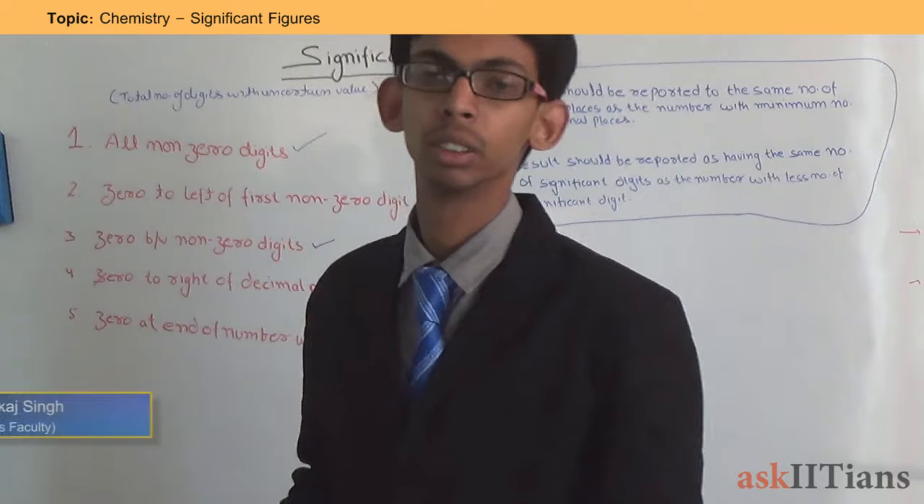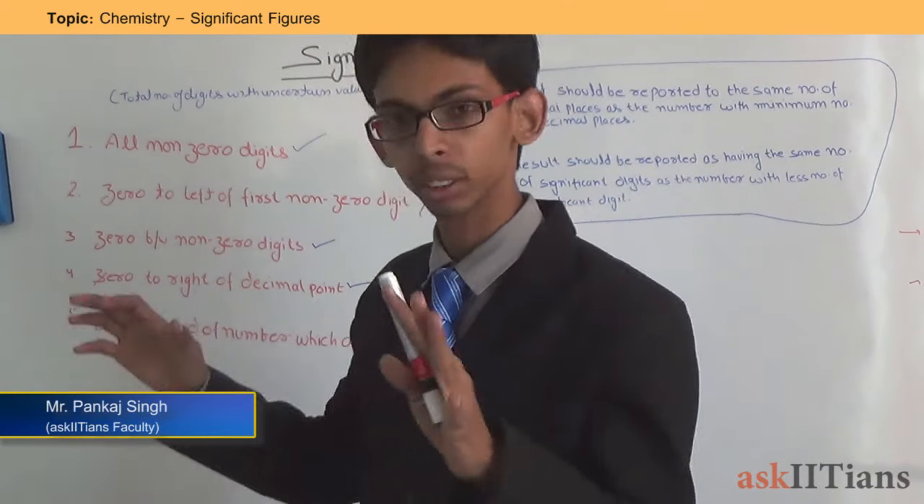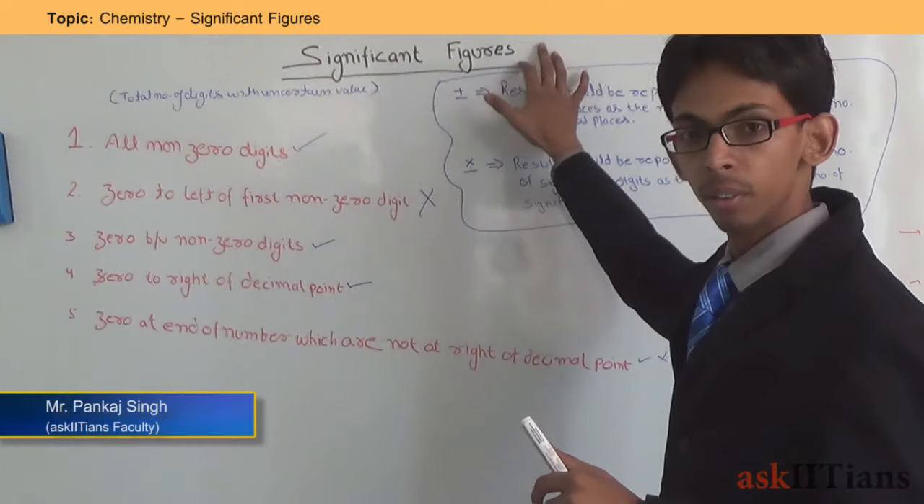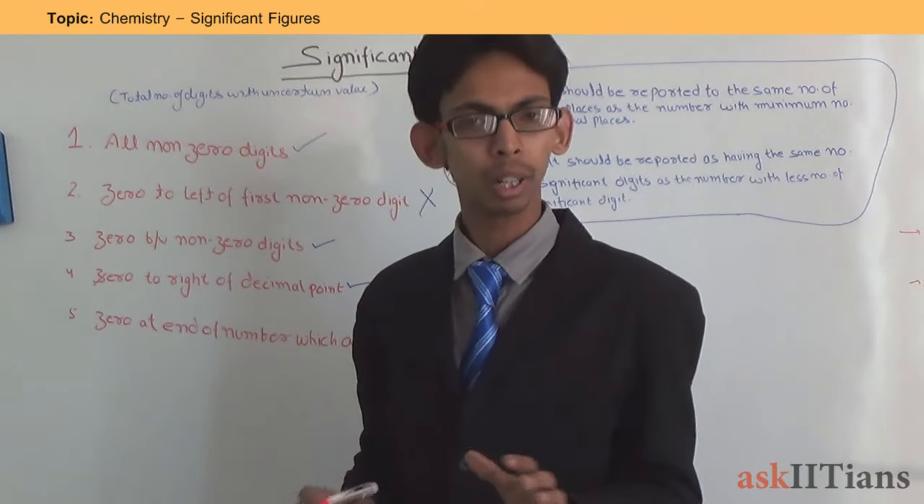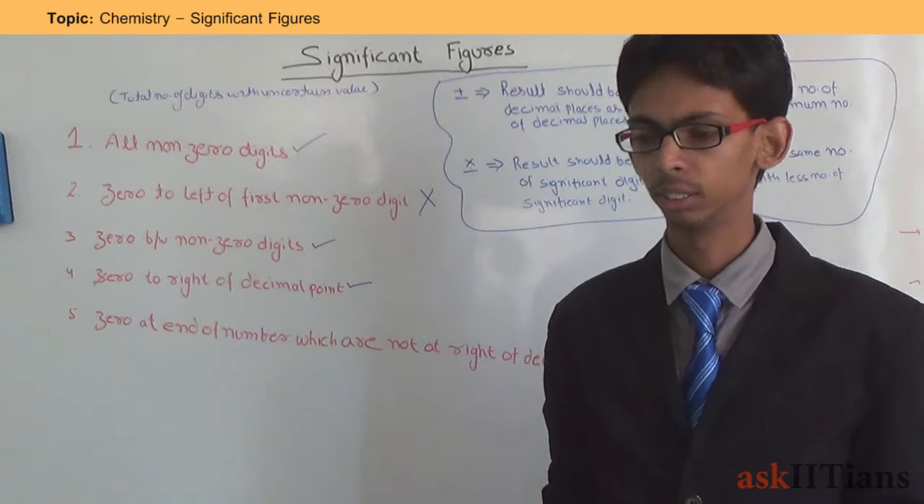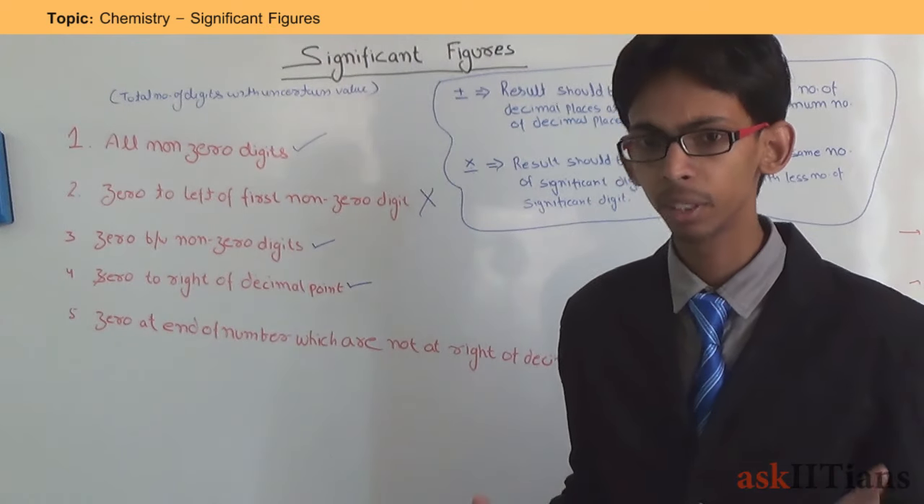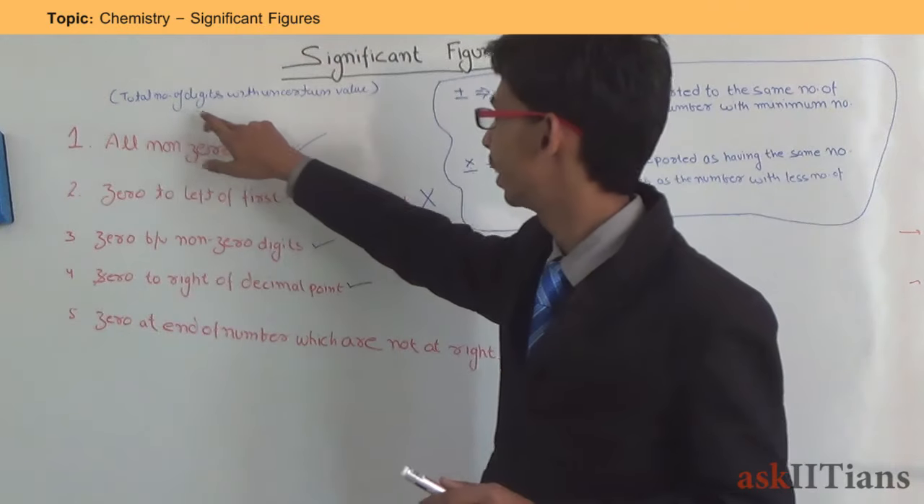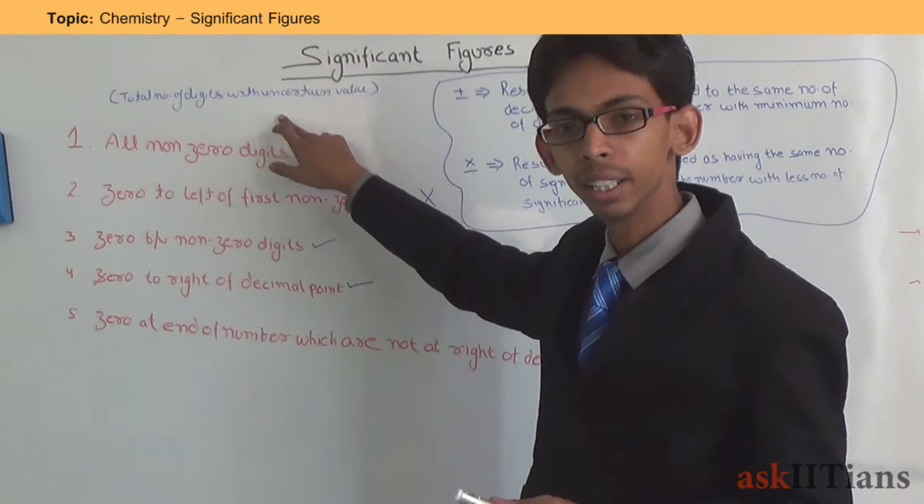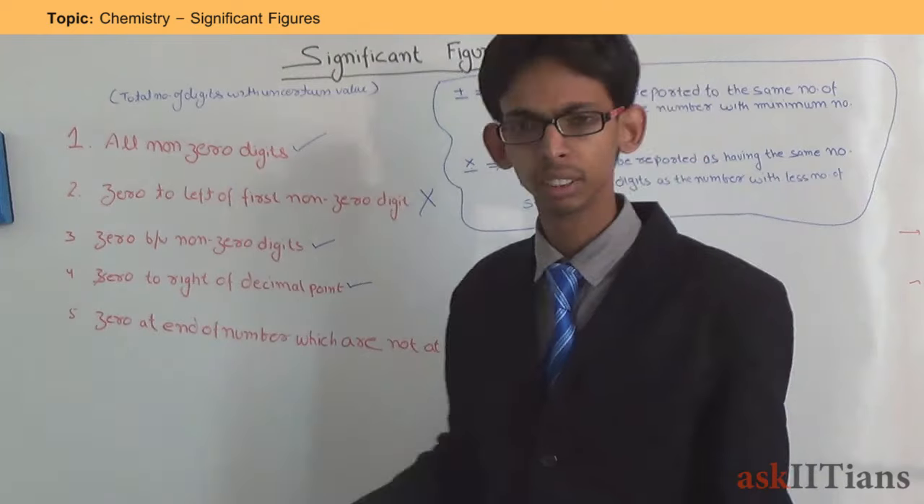Hi students, today I will discuss with you an important topic, significant figures and the related calculations. First of all, what is a significant figure? In a number, what is a significant figure? Significant figures are the total number of digits with uncertain value including the last digit.